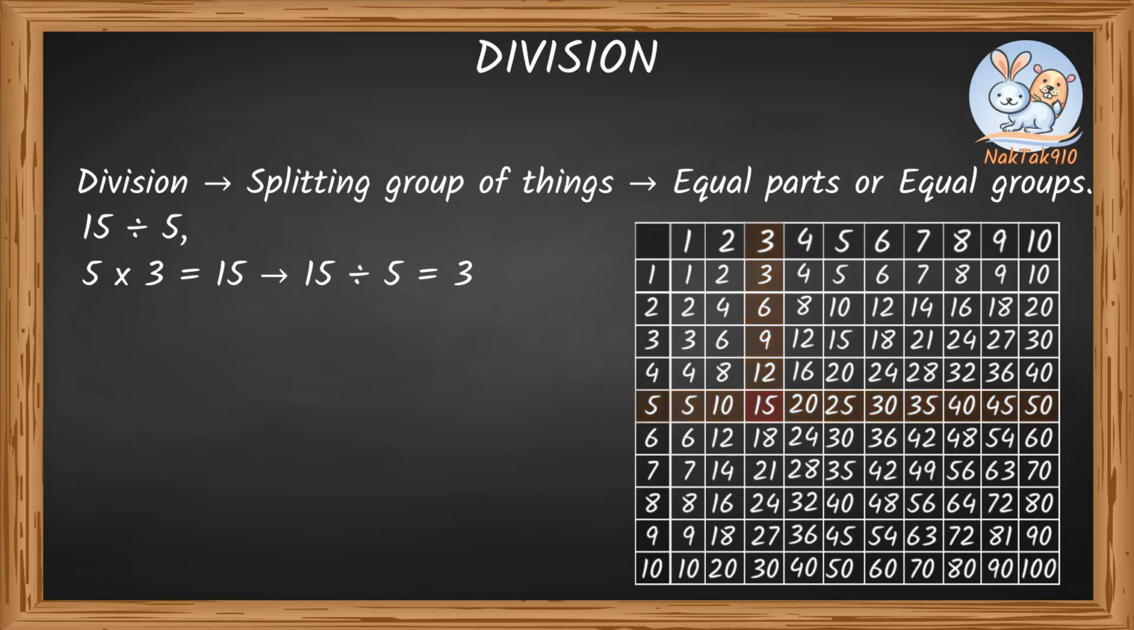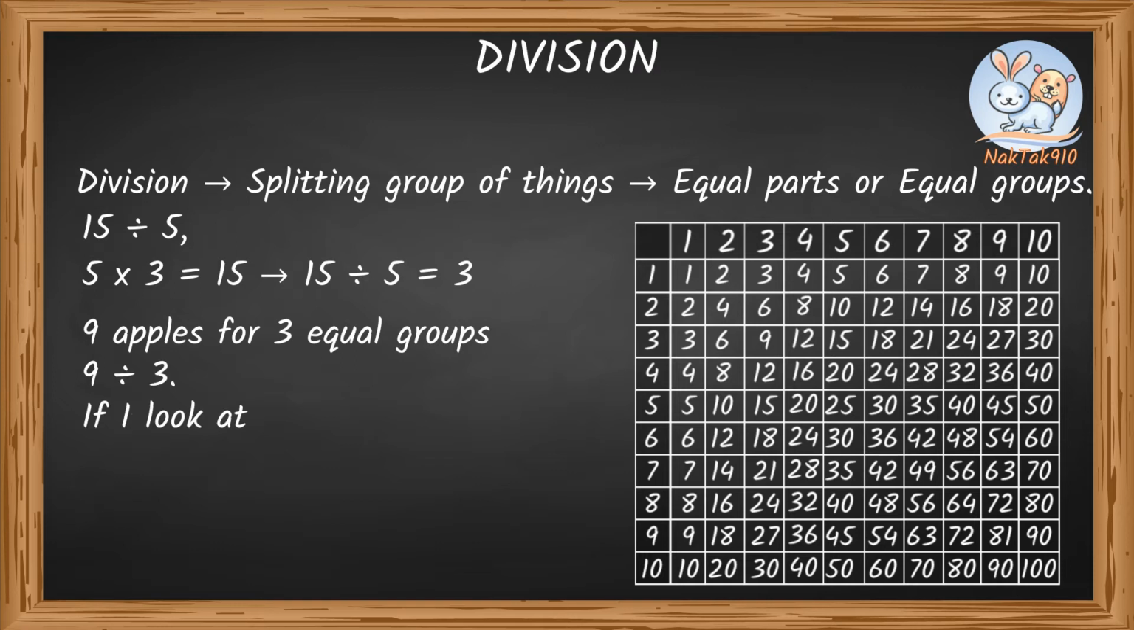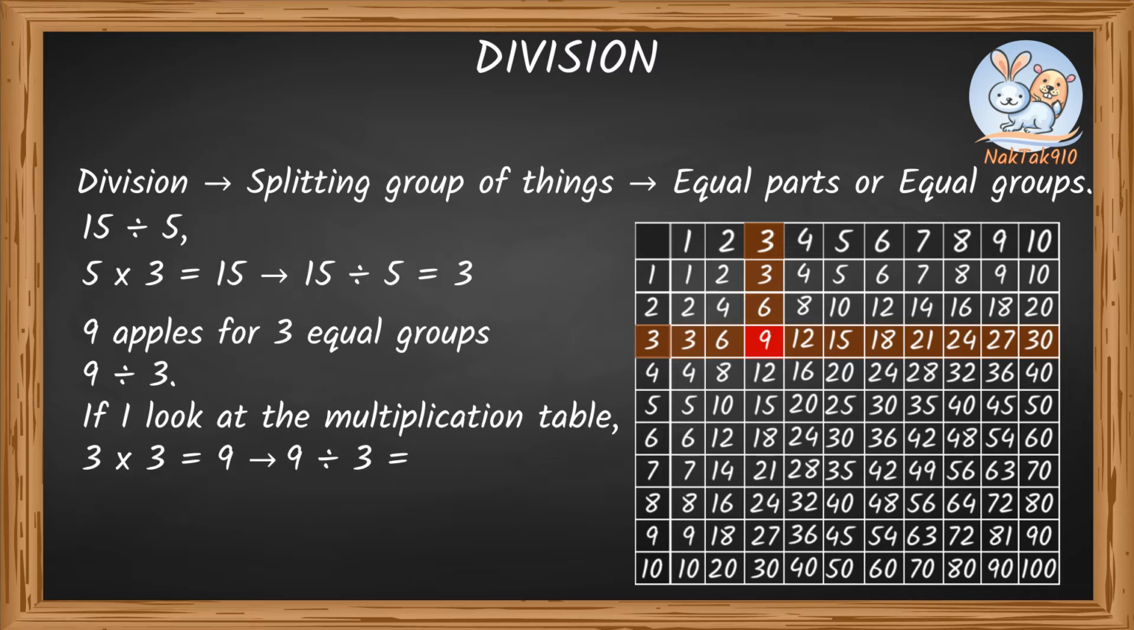Now can you divide 9 apples into 3 equal groups? Yeah, 9 apples in 3 equal groups means 9 divided by 3. If I look at the multiplication table, 3 times 3 equals 9, which means 9 divided by 3 equals 3. This shows that division reverses multiplication and multiplication reverses division.